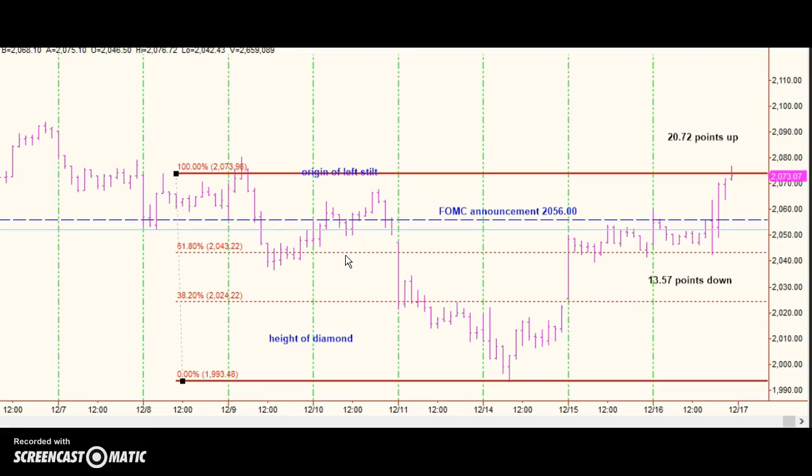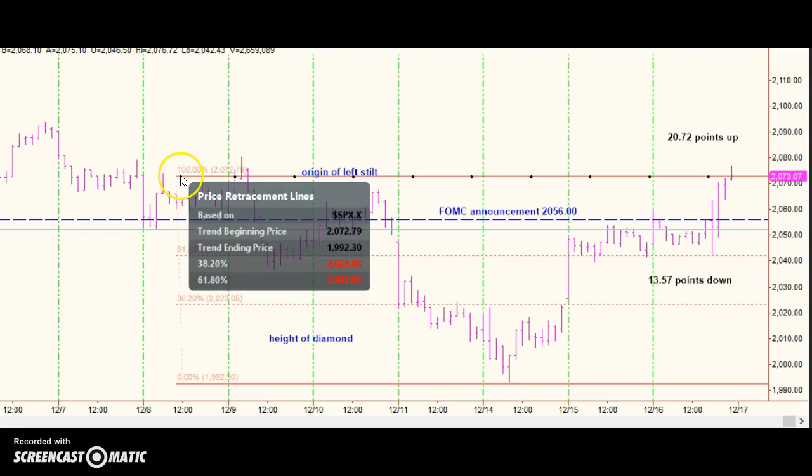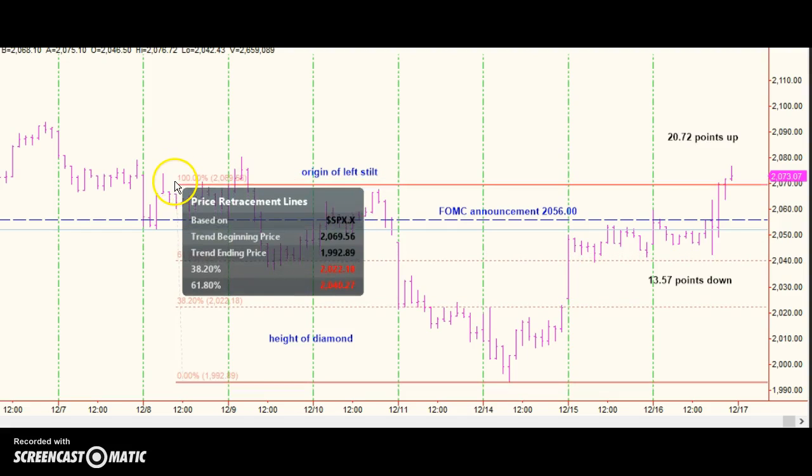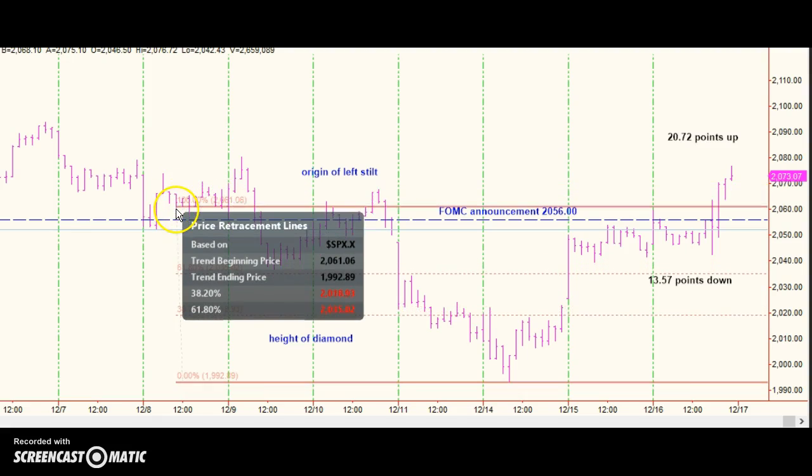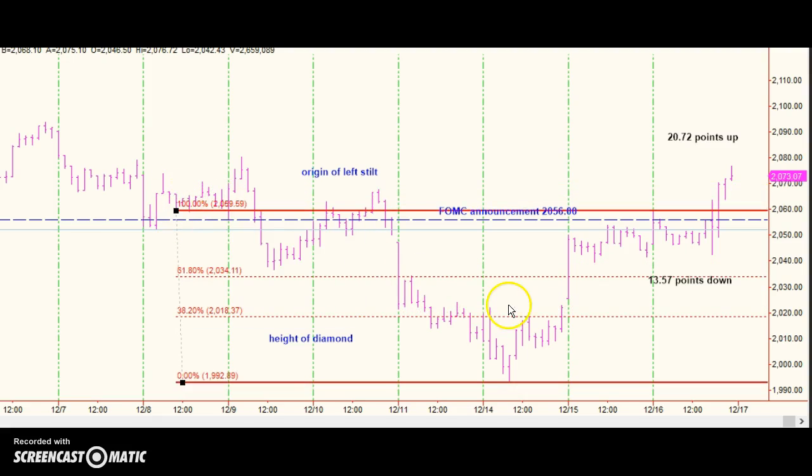Here was what I used for a target on the move. I actually picked this one. Thought we'd top out around 2068, 2069, something like that. Retrospectively, had I picked this one at 38.2 and that one at 61.8, I would have hit today's early high on the nose. Of course, retrospectively, you can always do everything correctly.